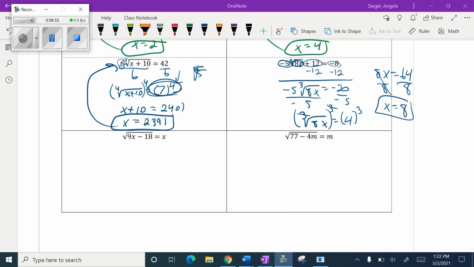Okay, see if you can do these last two on your own. They're no, sorry, they're different. Okay, so we are going to square both sides. So I have 9x minus 18 equals x squared.